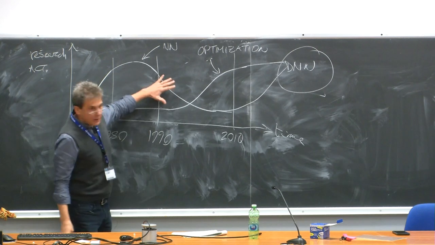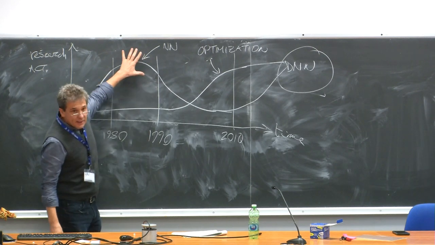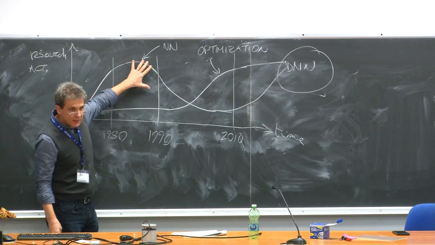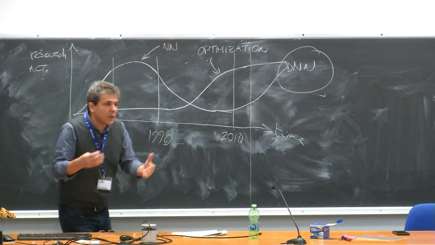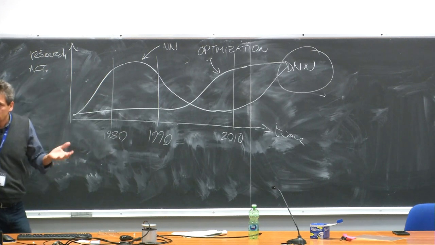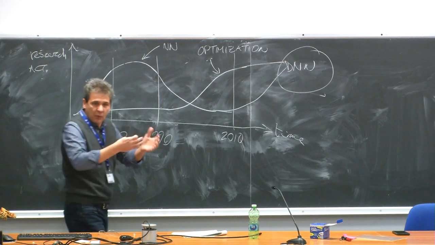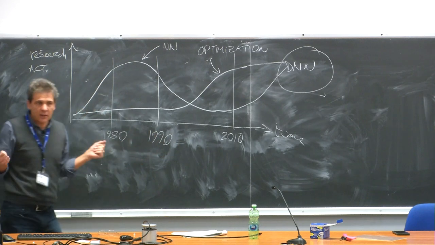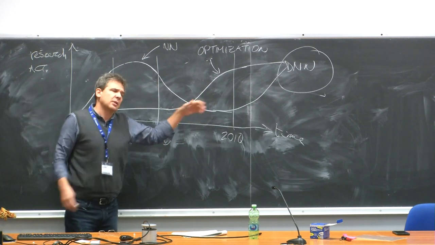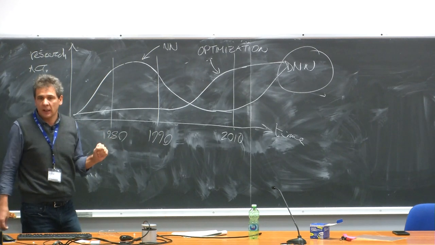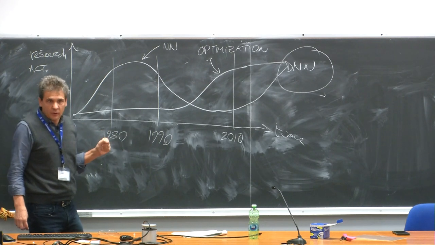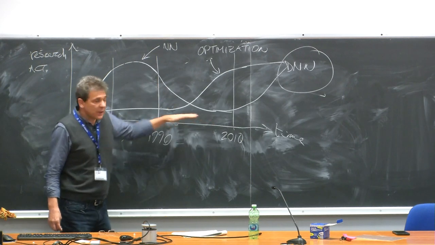So the community of physicists studied neural networks for many years, and then in the 90s the interest decayed. Why? Because the neural networks didn't work. Again, because they were getting stuck, essentially. We didn't have enough data, we didn't have enough computational power, but also the models were not sufficient. So somehow the interest dropped.